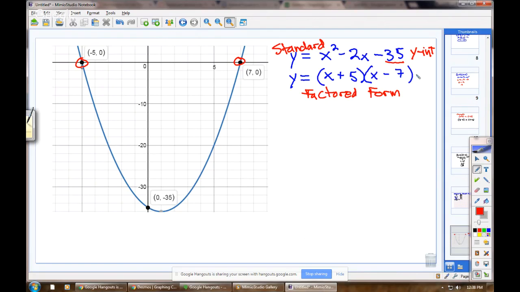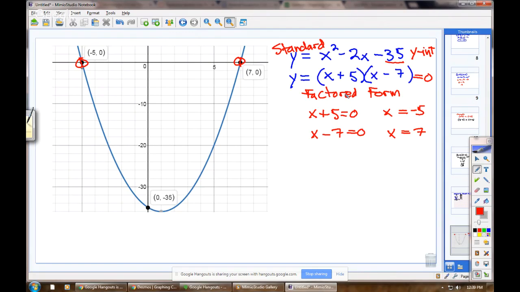If I set this equal to 0 and solve, that means I get x plus 5 equals 0, so x would have to be negative 5. I also get x minus 7 equals 0, so x would have to be 7. Now, it's hard sometimes to just look at this because I have to change the signs to get those intercepts, but there those intercepts are.